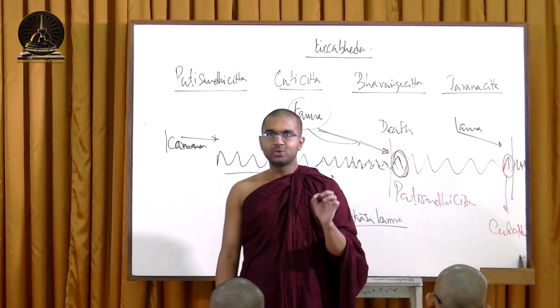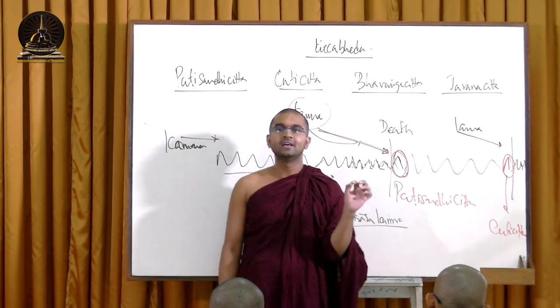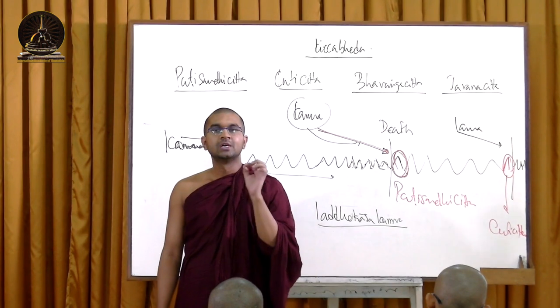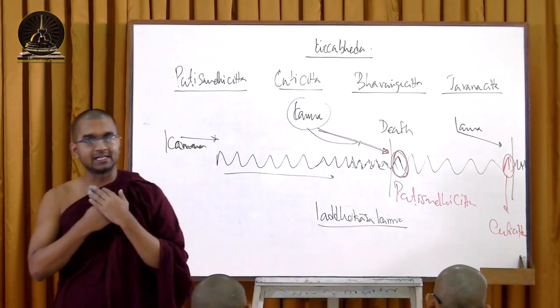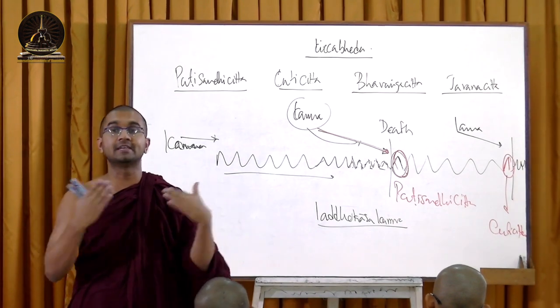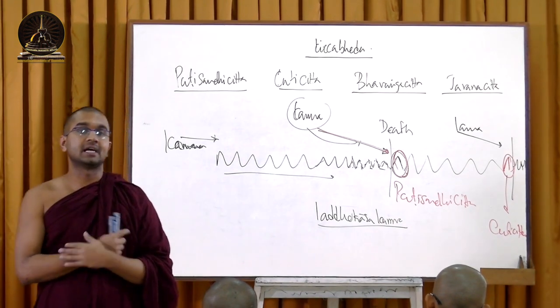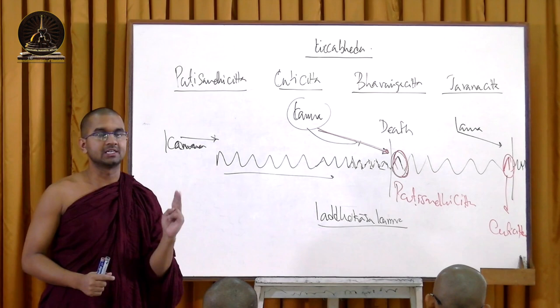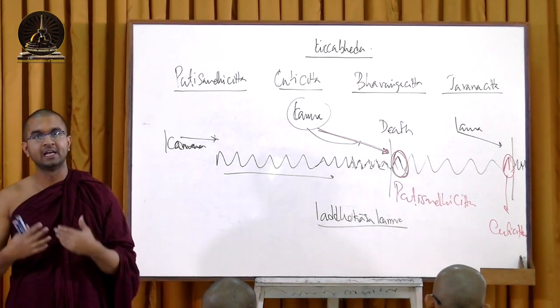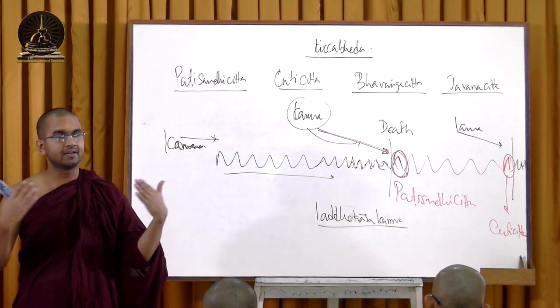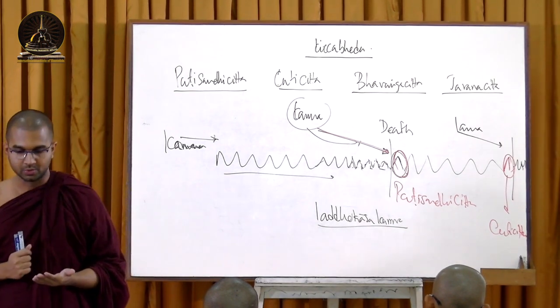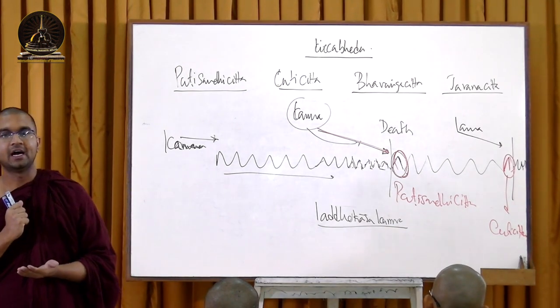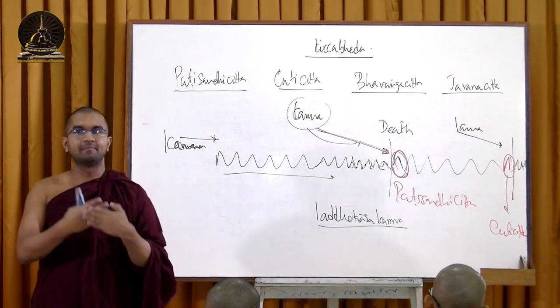But actually the death happens because the kamma is unable to give results anymore. Either it has completely exhausted naturally, or it was prevented from producing results any further. So these are the two reasons. If it gets naturally exhausted, we call it a natural death. If it was prevented by other means, we call it an untimely death.